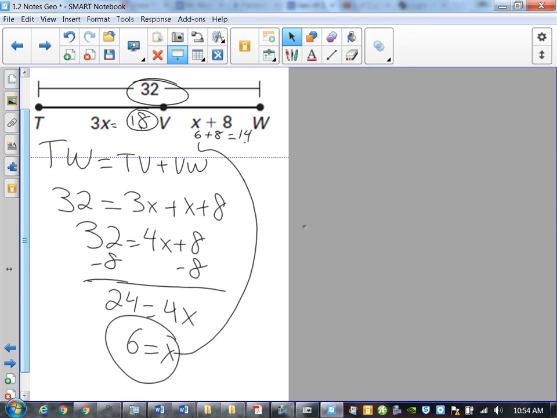Sir? How do you find 3x equals 18? What I did there is that I knew that 3 times 6 was 18, because I substituted back up here also. That's what I did. I think I said it, I just didn't write it down. Okay? Is that what you were going to ask too? Yeah. And that's where I got it.